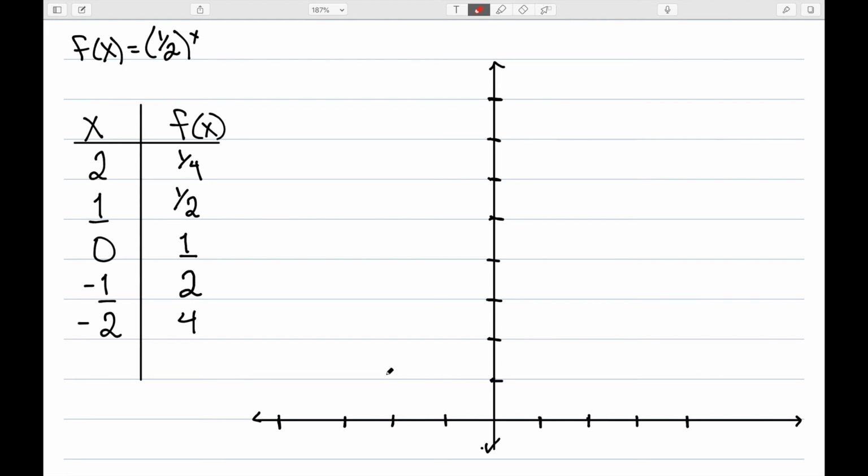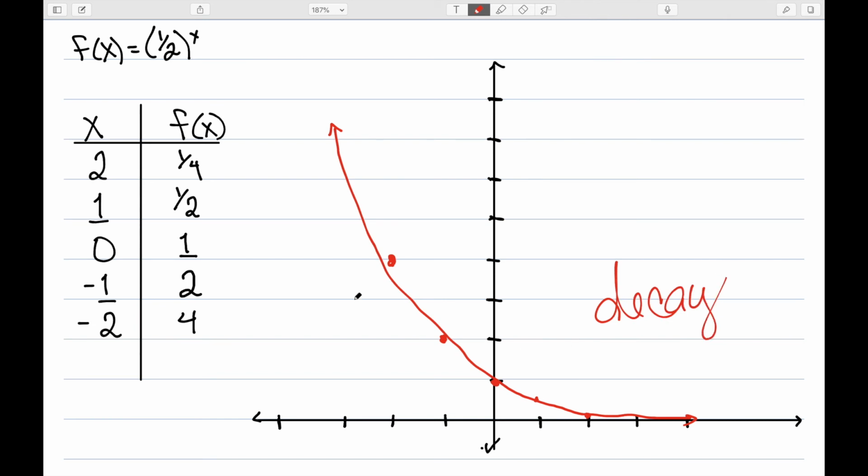I then have the point negative 2, 4. So we can plot that. Negative 1, 2. 0, 1. 1, 1/2. And 2, 1/4. And once again, we can try to connect the dots. And we get our decay function, since this time we're between 0 and 1. As you move from the left to the right, our function gets smaller.